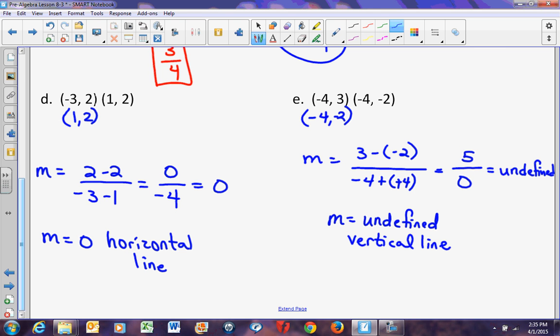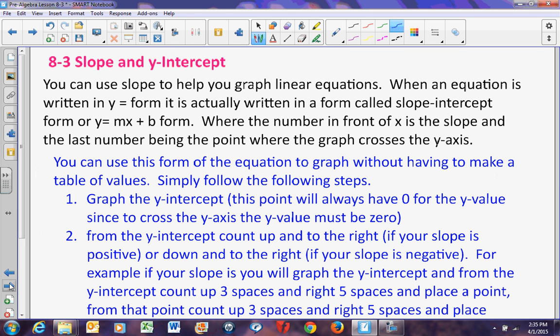So if you have a slope of 0, it's a horizontal line. If you have a slope that's undefined, it is a vertical line. Now, what can we do with slope? You can use slope to help you graph equations. You're going to find if you know the slope and y-intercept of something, you can graph something very easily.